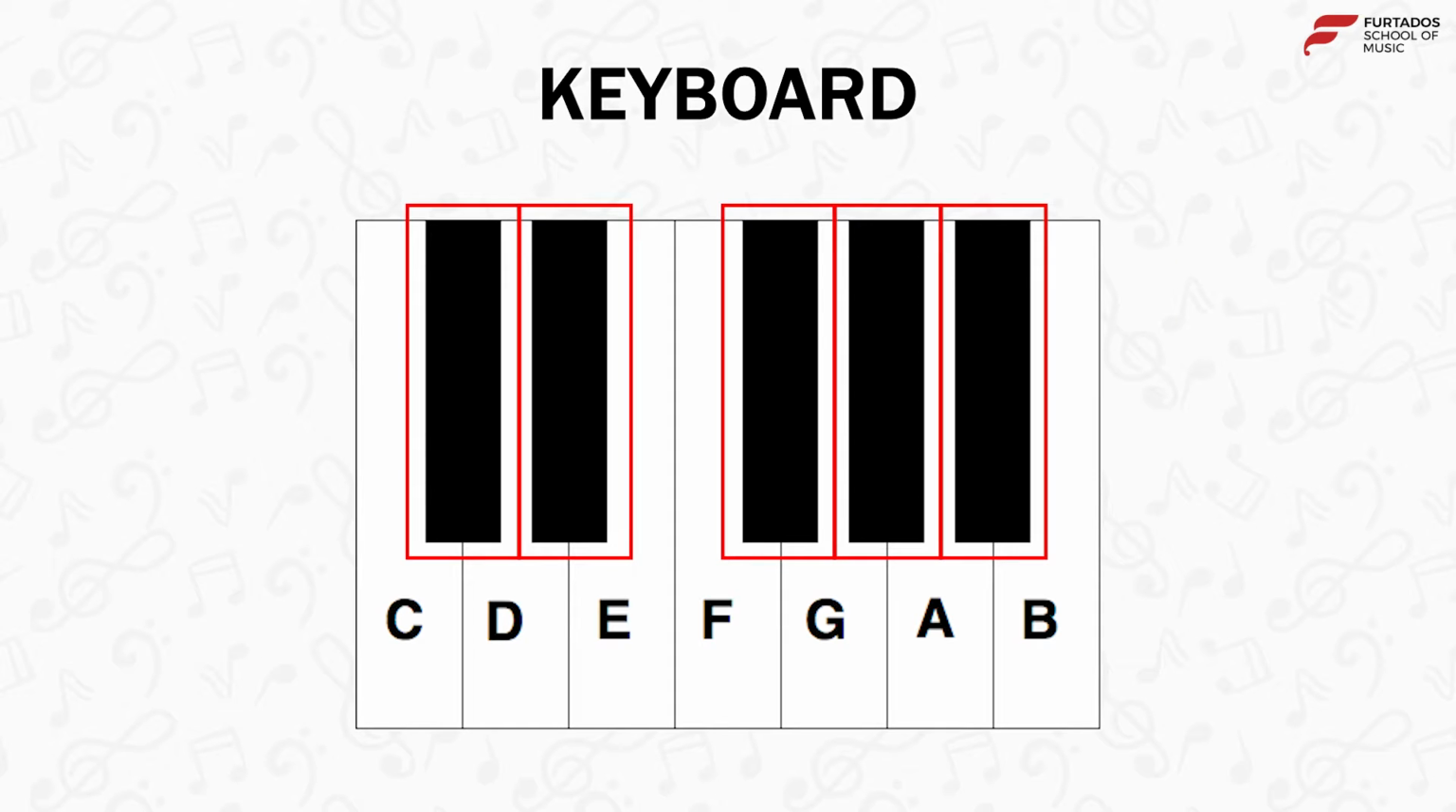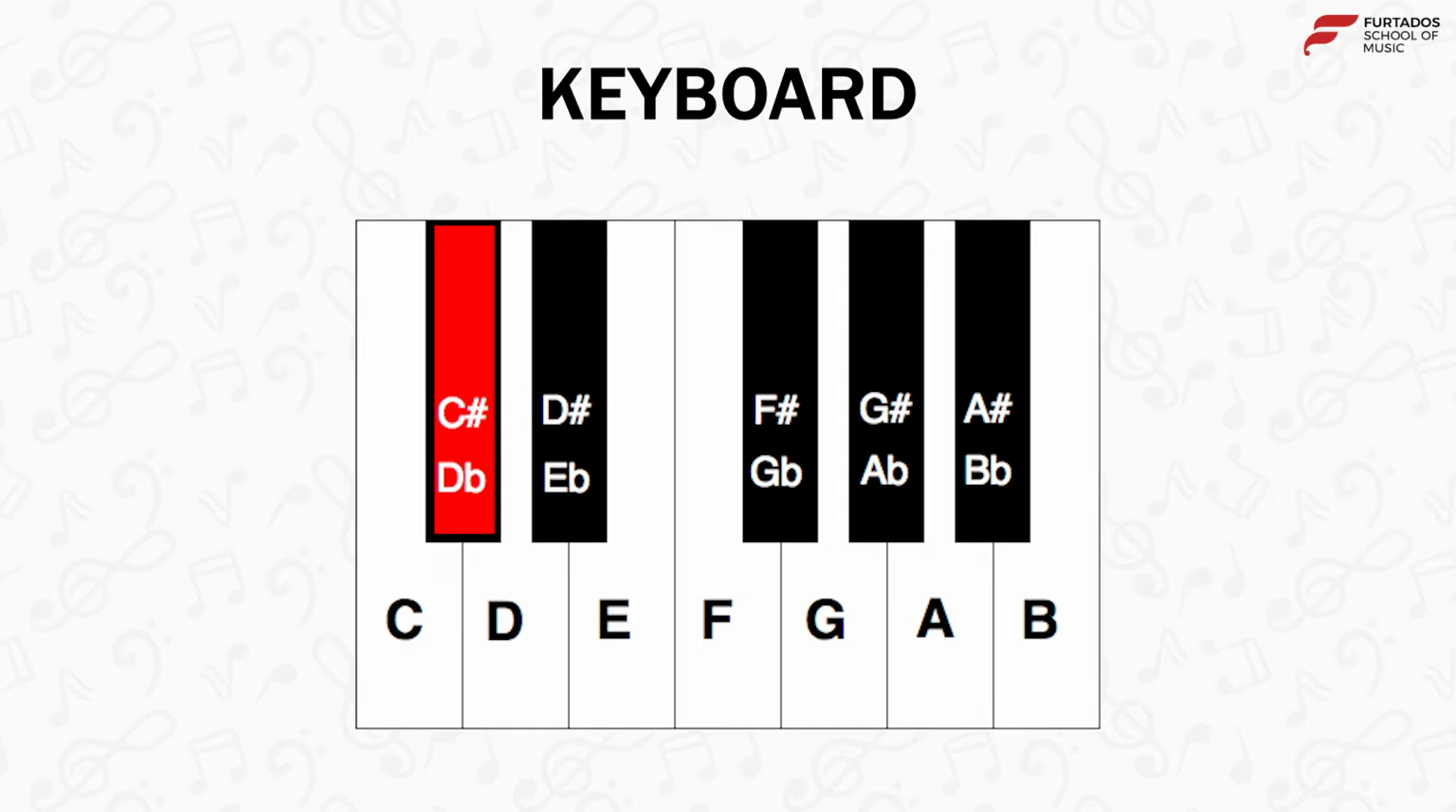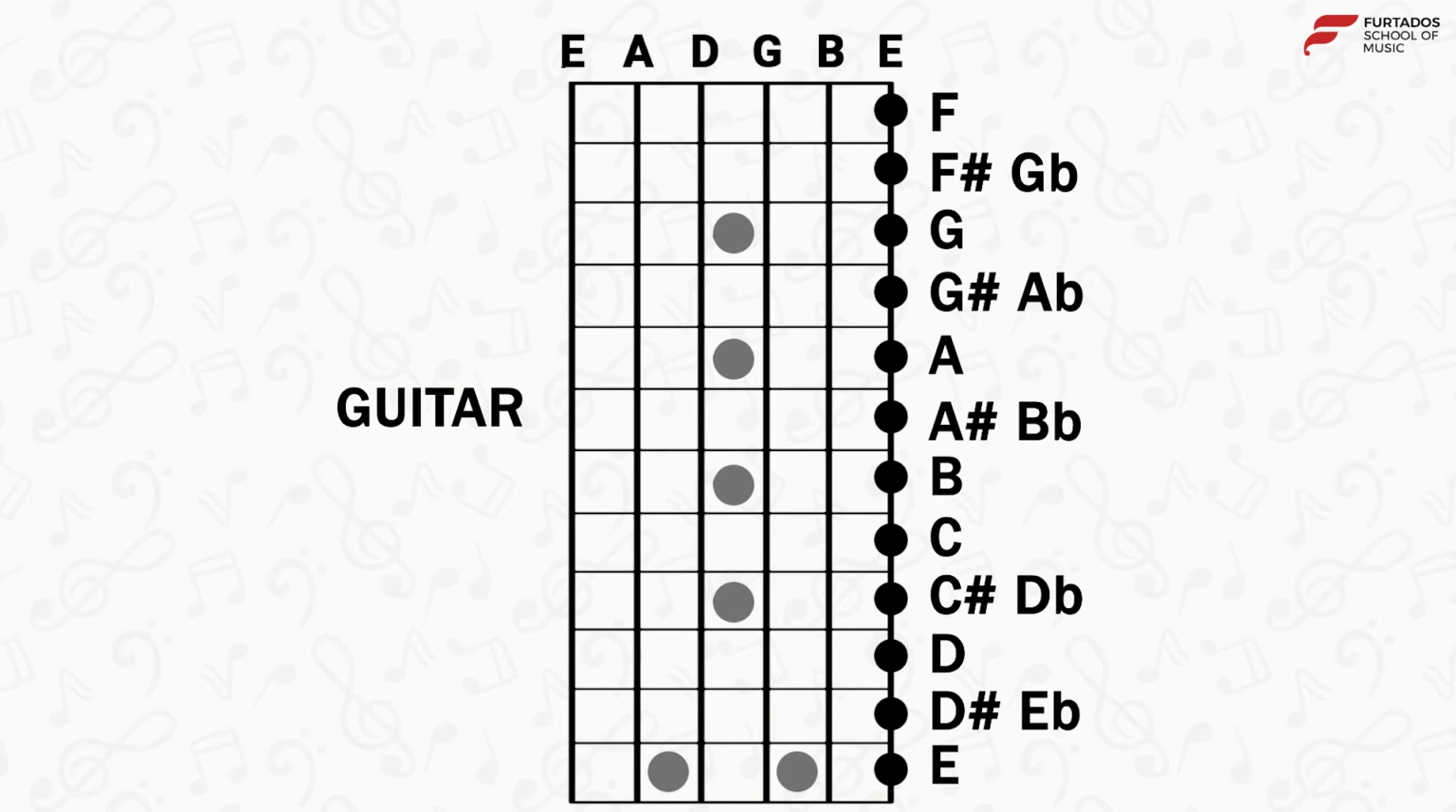The black keys on a piano have 2 names. For example, the black key between C and D can be called C sharp or D flat. As you can see on this keyboard layout, you will find the most common names for the black keys. On a guitar, this is how, for example, the notes would move on the first string E.